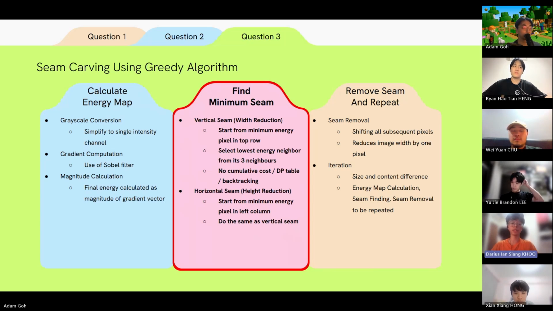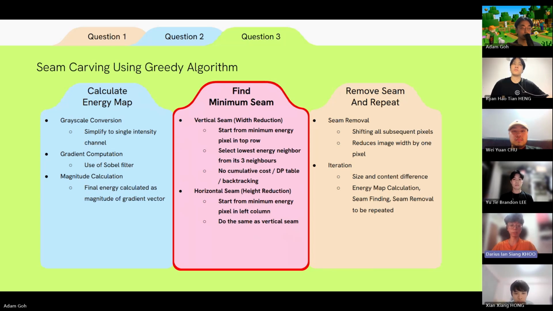The important thing about greedy is that it makes purely local decisions. It does not consider the global impact. It does not track cumulative costs like dynamic programming does, and never backtracks. At every step, it commits immediately to the lowest number it sees in the next row. Because of this, the algorithm is extremely simple and fast, but also much more short-sighted.